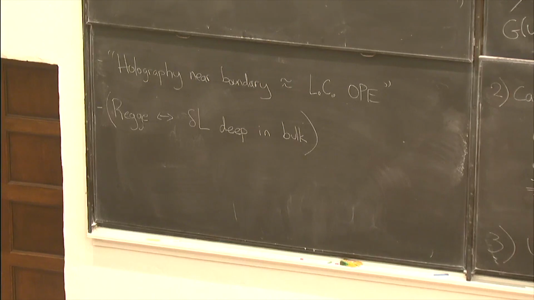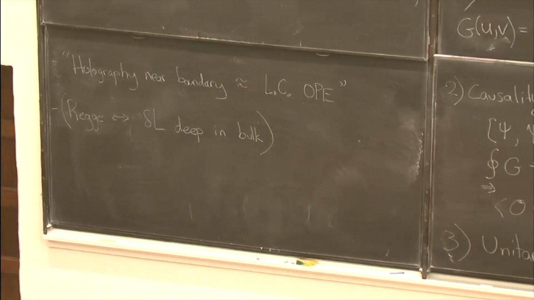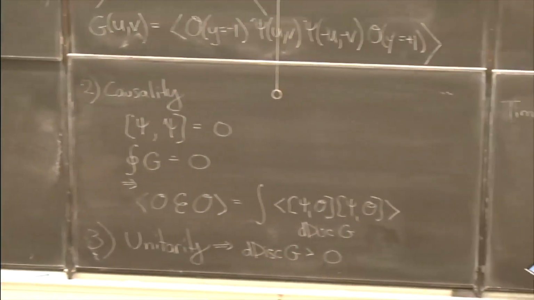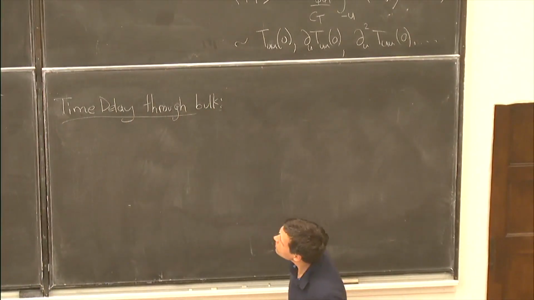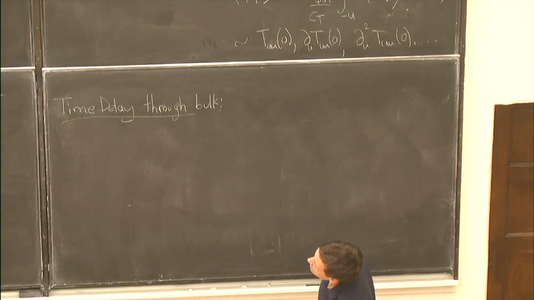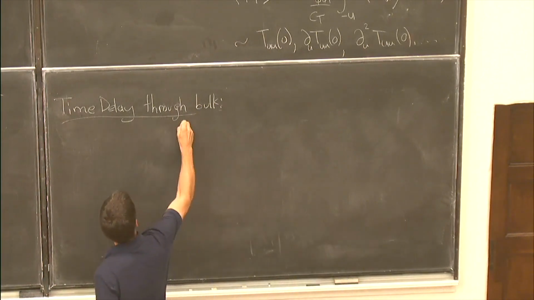Okay, so the next thing I'm going to do is explain how you derive the ANEC holographically, and then tell you why this isn't good enough to get the full answer. Because at this point, we've basically already derived the ANEC in holographic theories. So that's what I want to explain. Let's think about the time delay through the bulk. So the situation here, I think I've deleted the relevant picture. Let me draw it again.